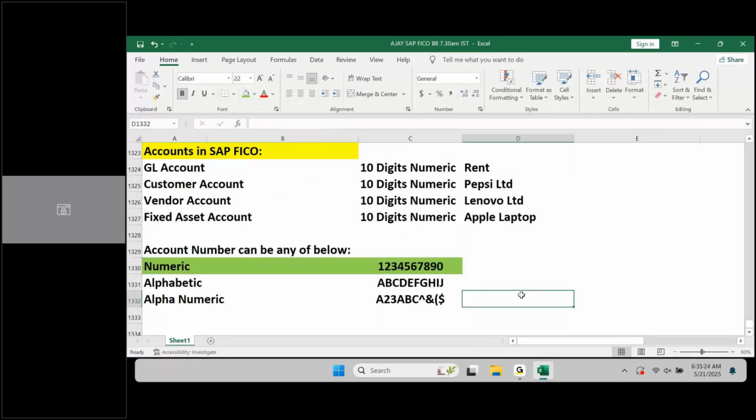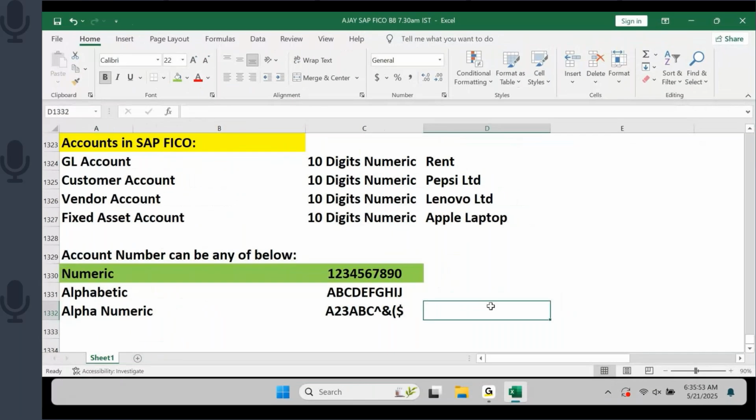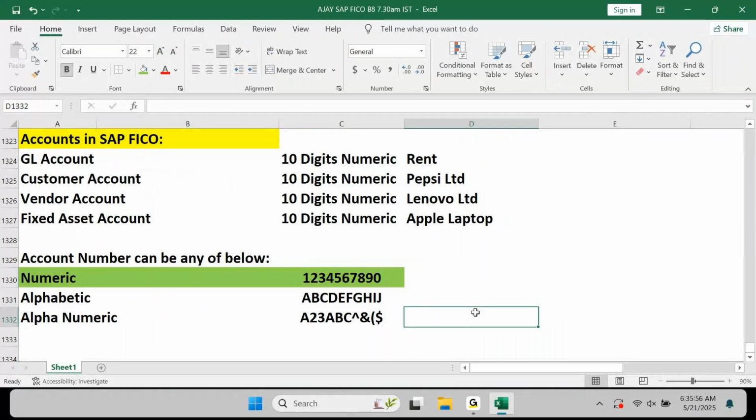Now, for GL, customer, vendor, asset, what is the length we have given? How many digits? 10 digit. This 10 digit is maximum length. In general, you don't have to go with 10 digit. You can go with 6 digit, 8 digit, 10 digit, 5 digit based on the requirement. And you need to decide what would be my length. You'll have to think from the future point of view. Accordingly, decide what would be the ideal length.